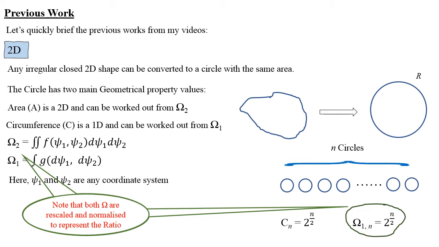Let us call back my previous work. The first one was on two dimensions. If you have any irregular two-dimensional closed loop, this can easily be converted into a circle with radius r and the same area as the area of this irregular shape.